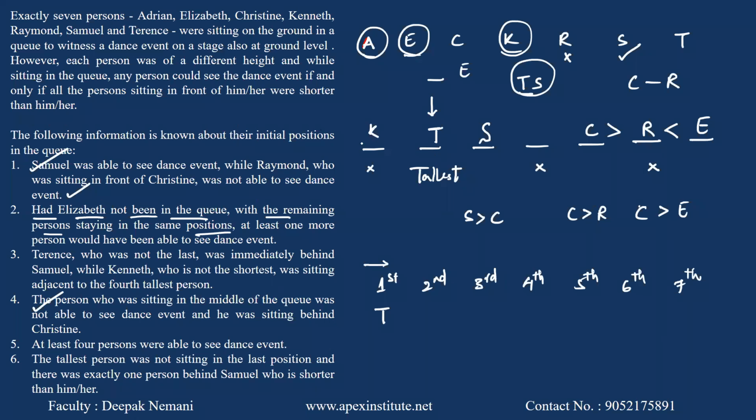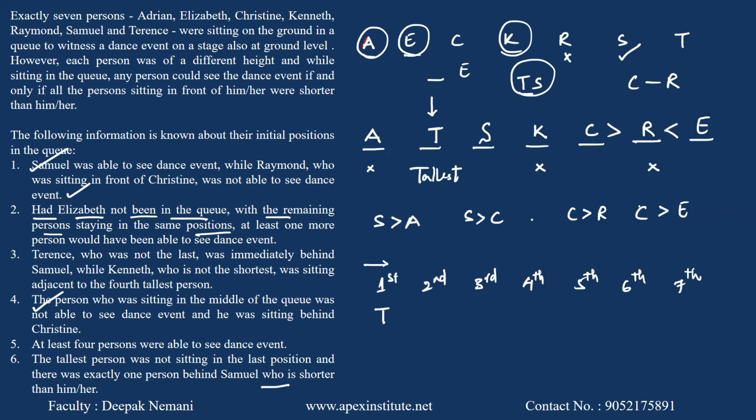Now can we have K here? No. The reason being, if K is here, then he will be adjacent to the tallest person. So K cannot be here. K should be here. And who is the person that was left? A. And we are given that one person behind Samuel is shorter than Samuel. So T is taller than Samuel for sure. So Samuel should be taller than A.